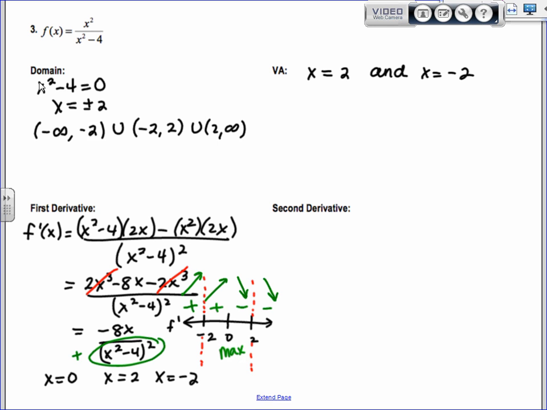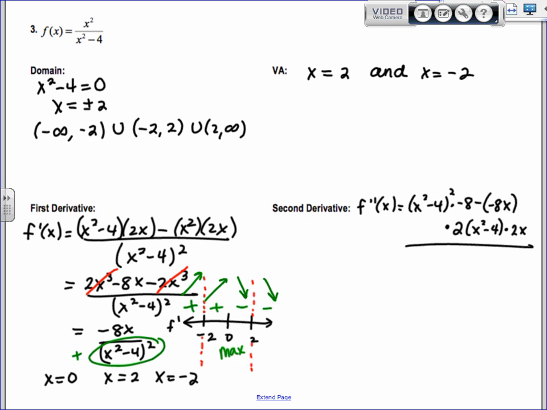this is where it gets a little bit tricky when you have the squared thing on the bottom. So I have f double prime of x equals low d high minus high d low. d low is a little bit hard because you're going to have 2 times x squared minus 4 to the first times 2x all over the square of what's below. Oh, so now it's still the fourth. So I'll just do squared squared.